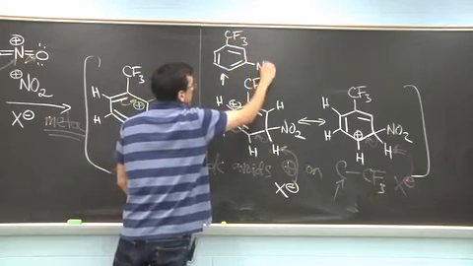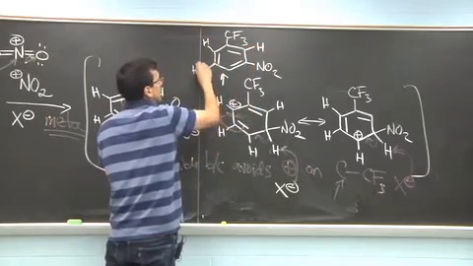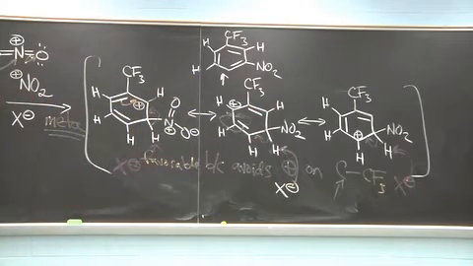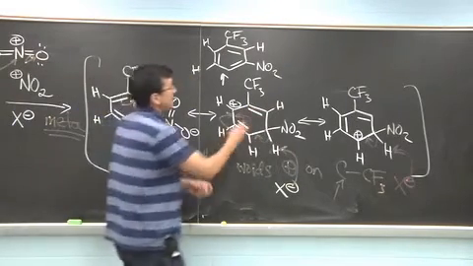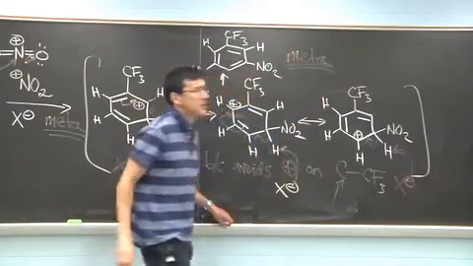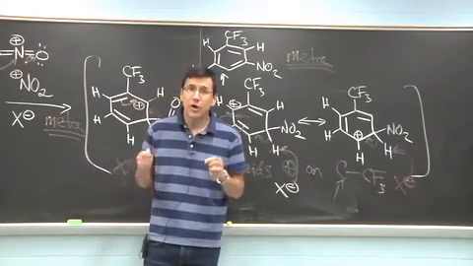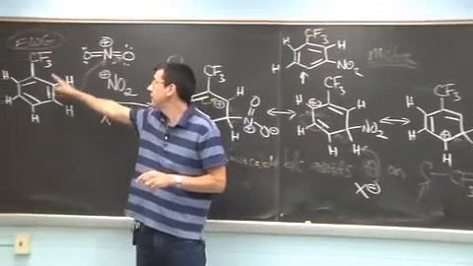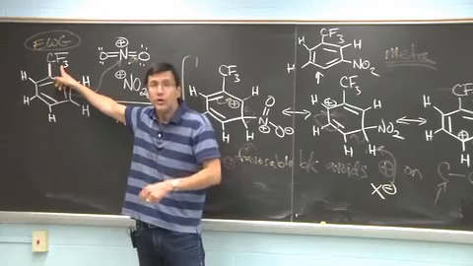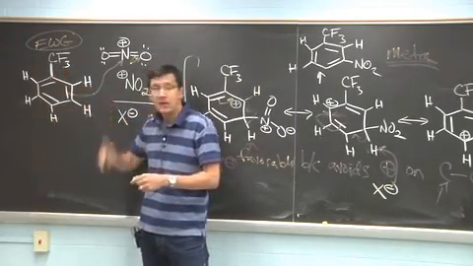the nitro group has replaced the original hydrogen at the meta position. Okay? The take-home message from this final example is electron withdrawing groups, like CF3, will direct, that is encourage, electrophilic aromatic substitution at the meta position.